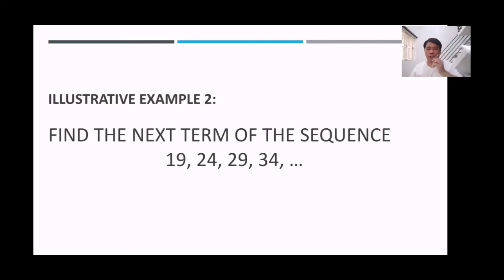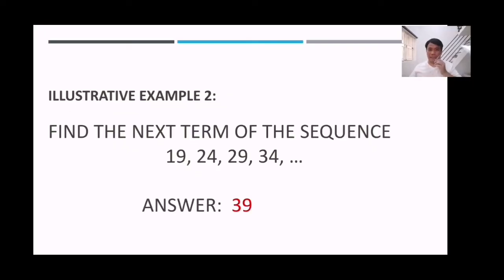Find the next term of the sequence 19, 24, 29, and 34. Okay, so analyze first the given set of numbers. Ano yung nakikita niyong pagbabago after every term? Okay, so you will notice na dadagdagan ng 5 yung mga preceding or mga naunang term. So 19 plus 5, 24 plus 5, 29 plus 5 is 34. So obviously, si 34, dadagdagan lang natin ng 5 to get the next term. So the next term will be 39. Okay?